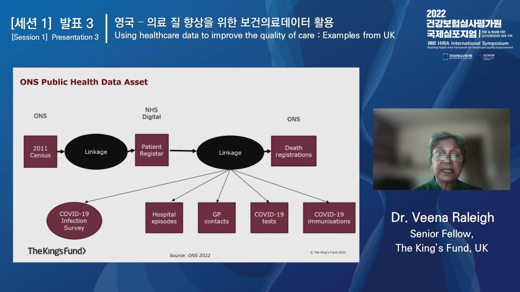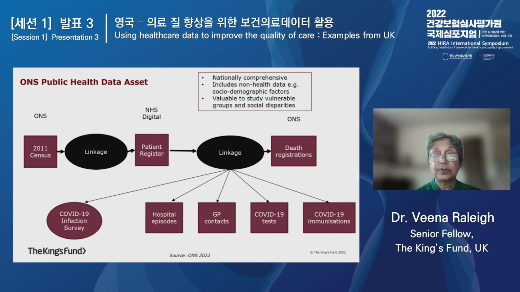This is another public health data set that was set up. At the bottom, you can see that there's a wide range of data sets. We have the COVID-19 infection survey, which was a weekly population survey taking a random sample of the general population to monitor the level of infections. That survey is still running. So every week, we know what the level of infection is in the general population.